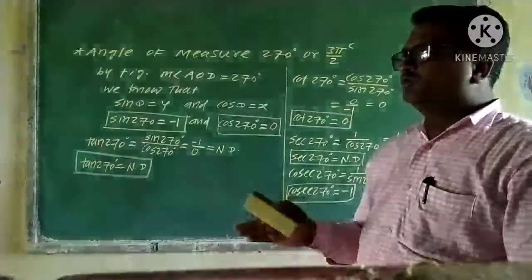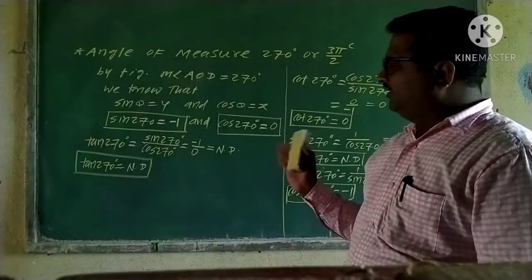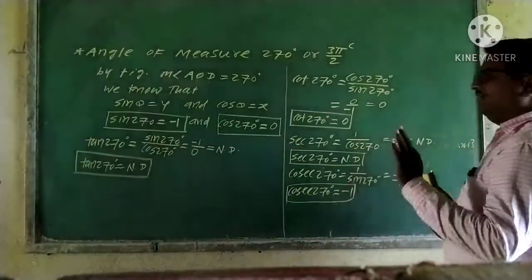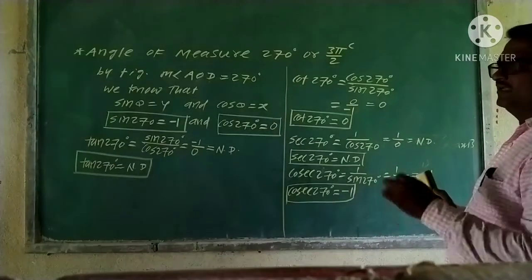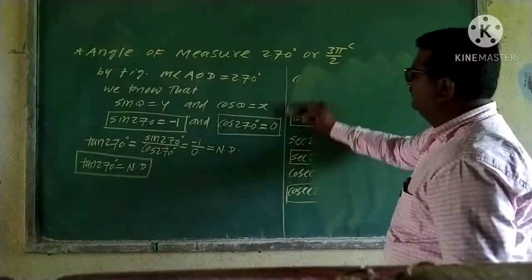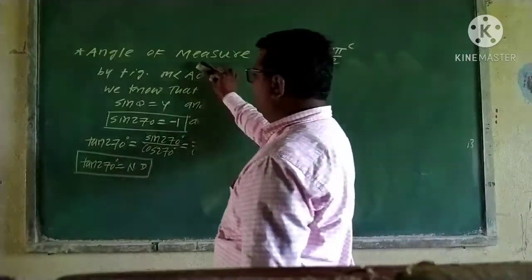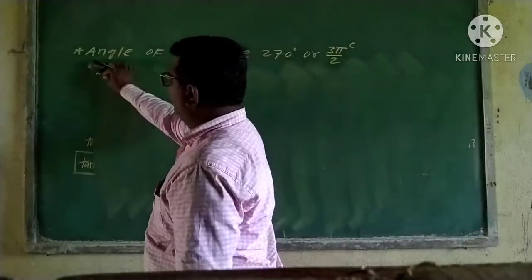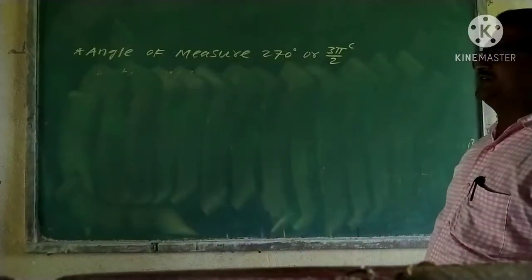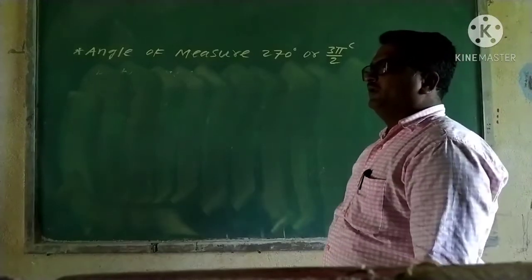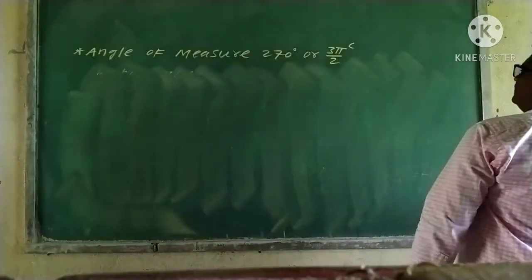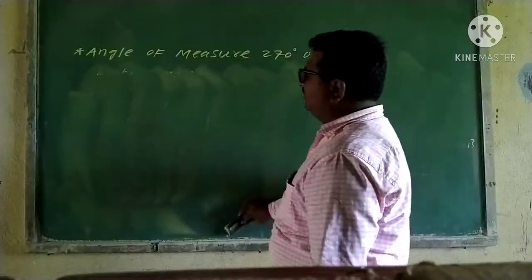Now here also, the direction of the coterminal ray is anti-clockwise. I said that in the last period: if the coterminal ray moves in an anti-clockwise direction, then the formed angle is positive. Now here, the direction of the coterminal ray is anti-clockwise. Last, we have to find the angle of measure 360 degree or 2 pi radian.